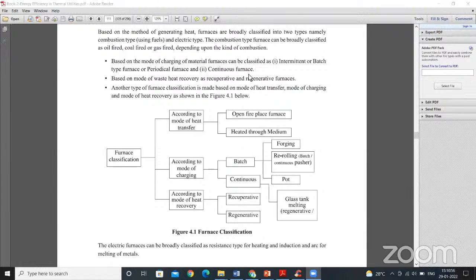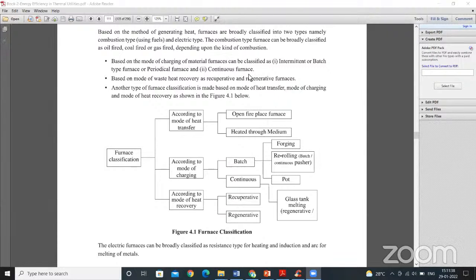Again, in the batch process, we have a forging type, a re-rolling type, and a pit type. Pit type furnaces are normally installed below the earth. So 1/3 of the furnace will be above the earth and 2/3 below. It is mostly a round type furnace, mainly used to hold the metal at a constant temperature for some time, and because of that, the property of the material will change.